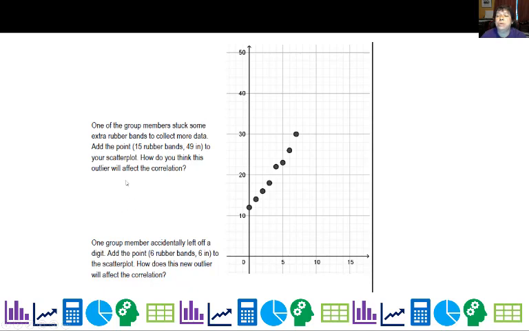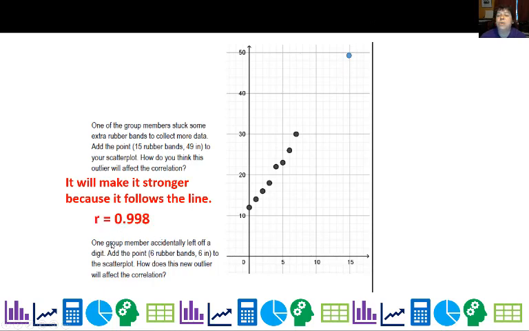Now, one of the group members snuck some extra rubber bands to collect some more data because he wanted to win the prize. And he added this point in. How does this affect our correlation? Well, basically what that means is that it follows along the line. So it's going to give us an even stronger line. And our correlation does actually go up. It goes up to 0.998.